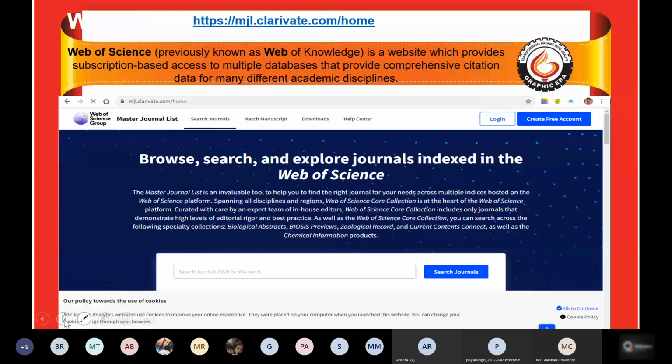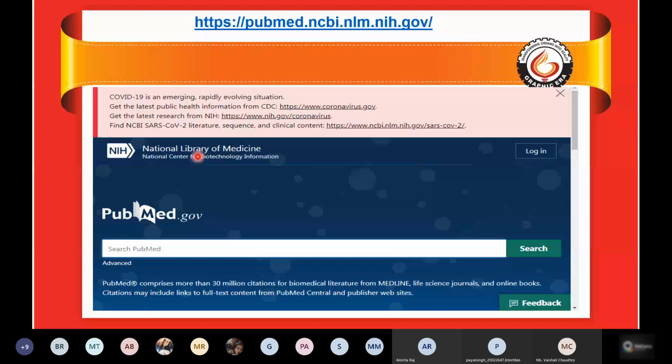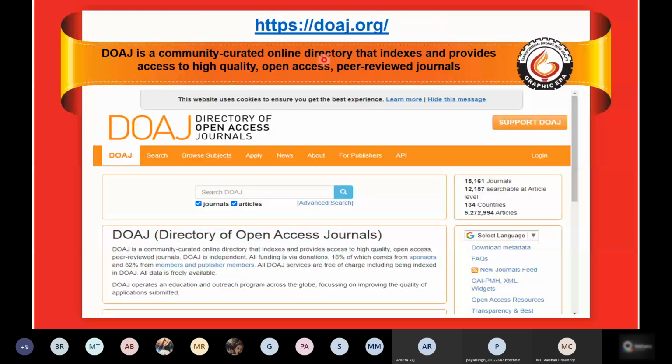Again, PubMed, right? You will learn more about this PubMed. It is also a site developed by the National Library of Medicine, and you will find different publications here. Then DOAJ is a community-curated online directory that indexes and provides access to high quality open access peer-reviewed journals. So again, you can access the journals here, the journals which publish papers of your interest. You can visit such sites and you can search papers.